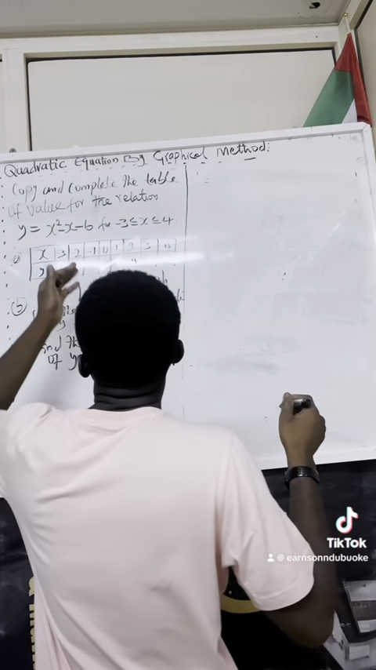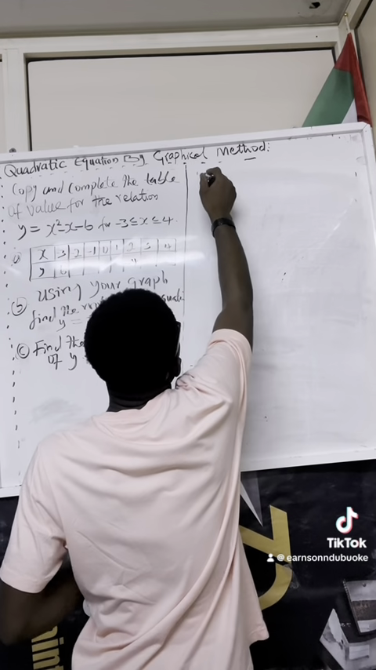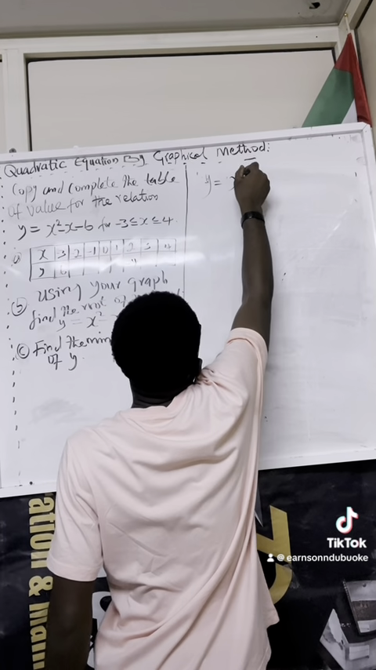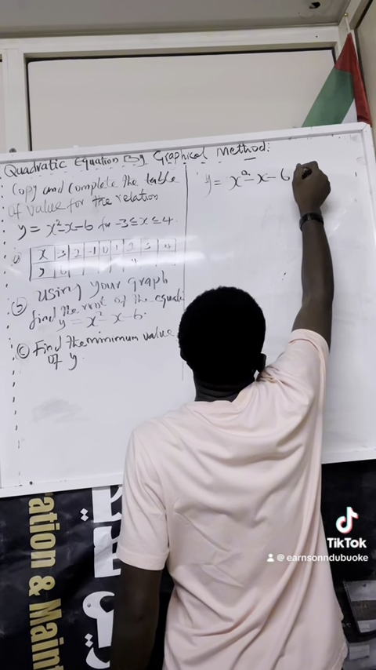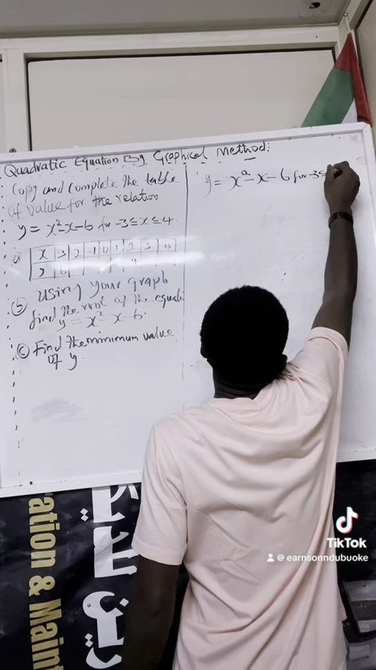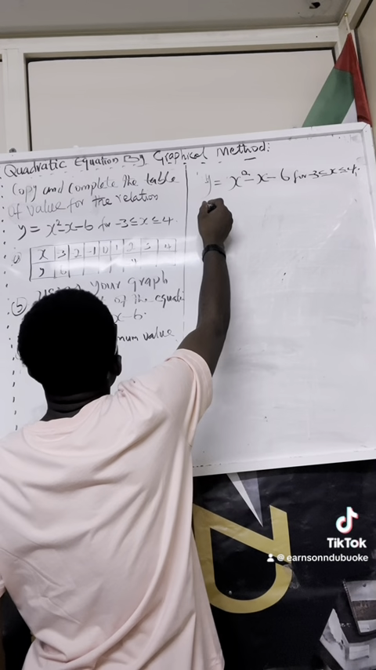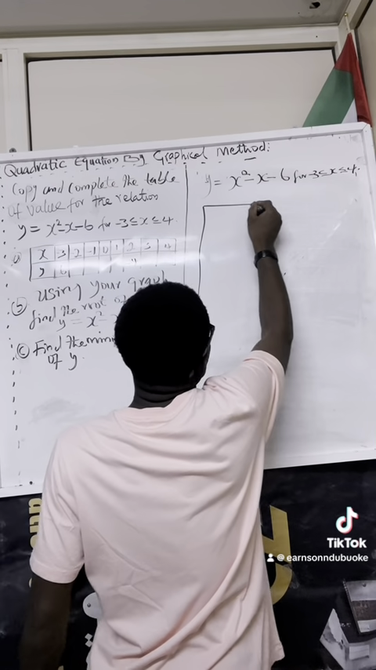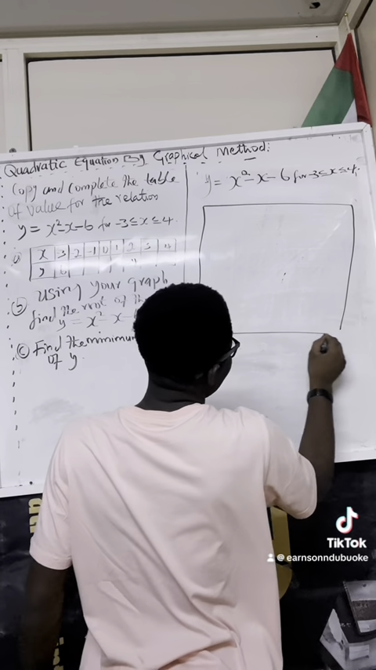Here it says, copy and complete the table of values. The first thing you need to do is rewrite the question. This is y equals x squared minus x minus 6, x ranges from -3 to +4. So for you to arrange the table of values, you draw a table, then you draw it like this.